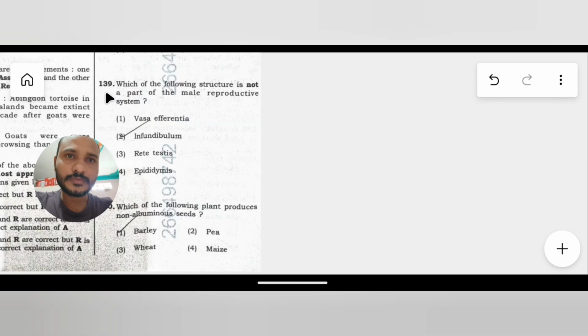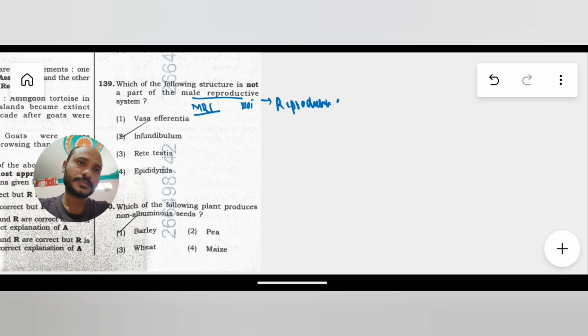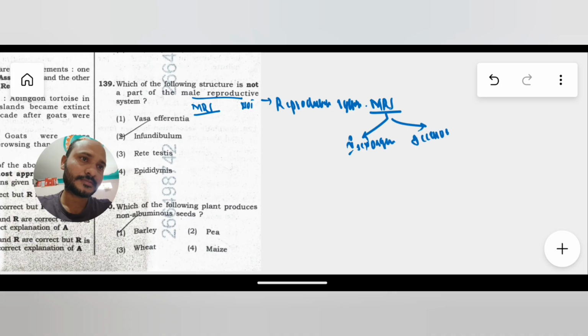Okay, next, the 139th question. Which of the following structures is not a part of the male reproductive system? First we'll discuss this question, which is from human physiology, especially the reproductive system. We can divide the male reproductive system into two categories: primary sex organs and accessory sex organs.